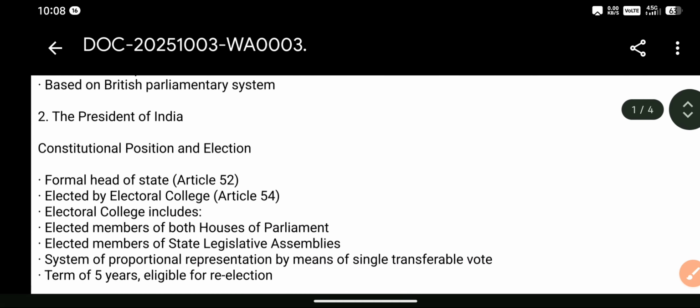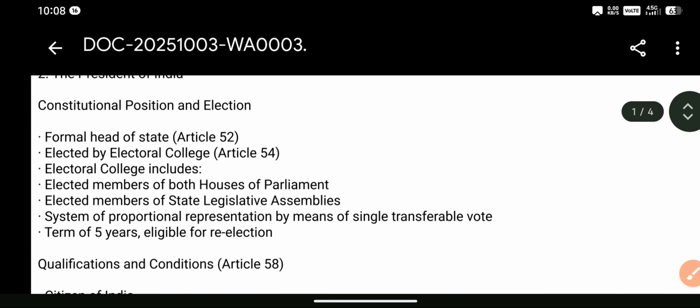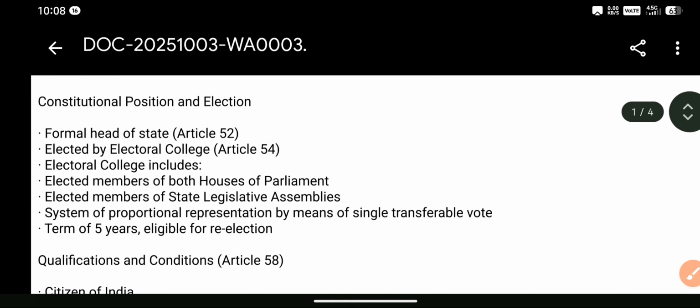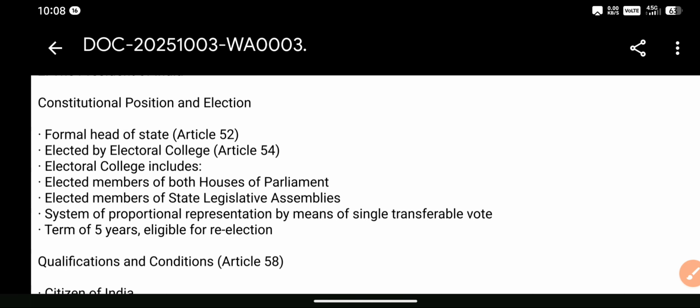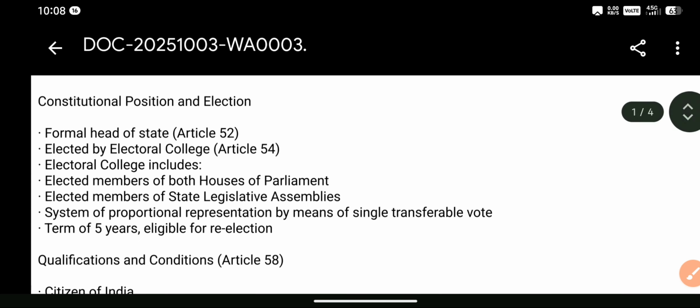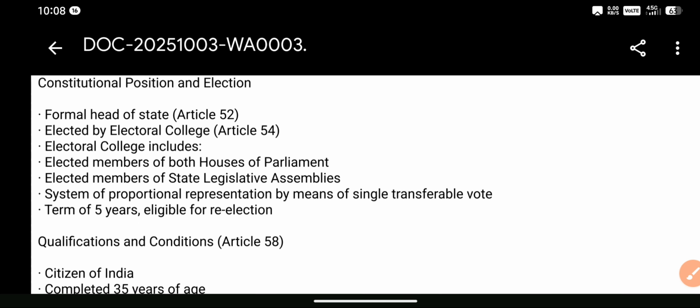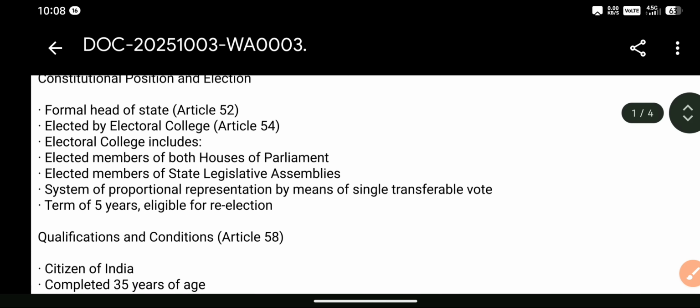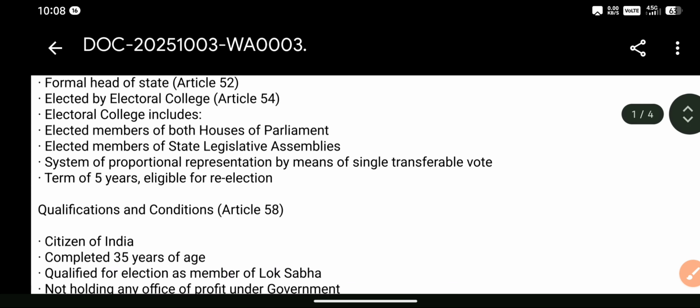The President of India, constitutional position and election. Formal head of state, Article 52. Elected by Electoral College, Article 54. Electoral College includes elected members of both houses of Parliament, elected members of state legislative assemblies, system of proportional representation by means of single transferable vote, term of 5 years, eligible for re-election.